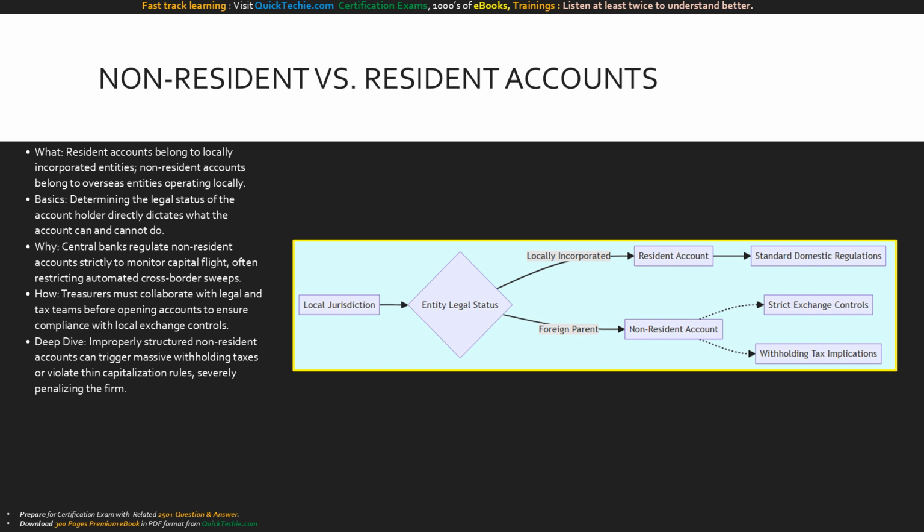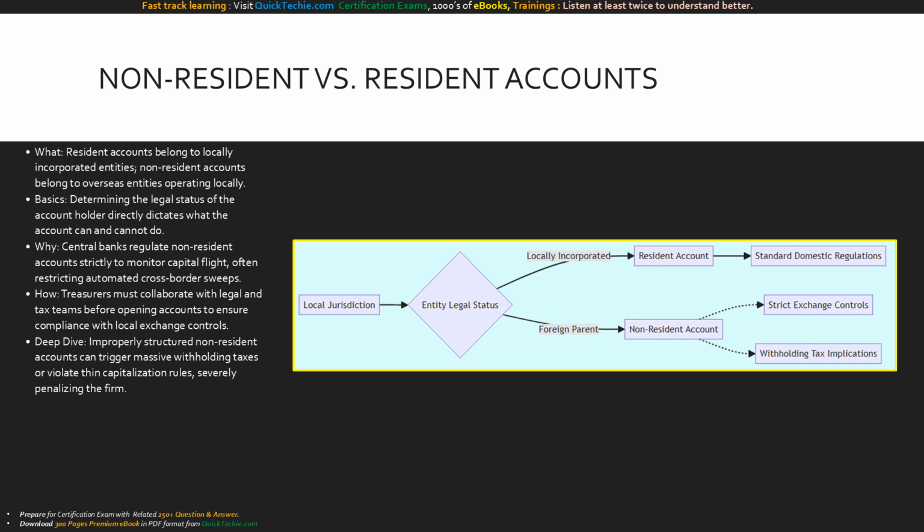What is a non-resident account? It is a bank account held in a domestic market by an entity that is legally incorporated overseas. Why is this distinction so crucial? Because central banks treat them very differently. Resident accounts enjoy standard domestic services and freedoms. Non-resident accounts, however, face strict exchange controls, rigorous reporting, and repatriation limits. How do we navigate this?